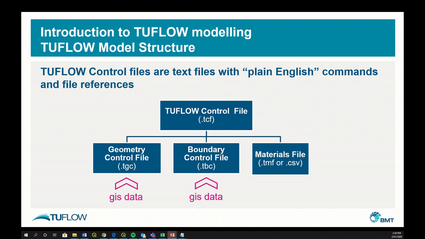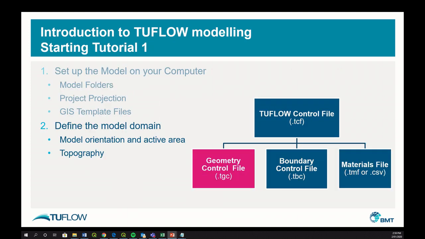Something to note is that these text files include references to the GIS datasets, which are all of the spatial inputs to our model. Let's start with our model build now, and we'll do that by defining the model domain, the model orientation, active area, topography, and also moving on from that, land use. Because all of this is relating to the geometry, we'll be working in the geometry control file, which is the one on the left here.